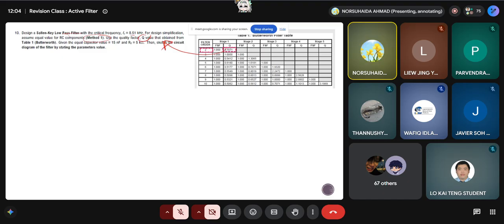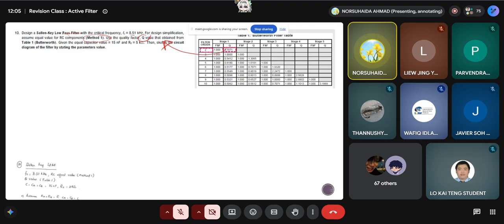Okay, 2 things here. The first one is previous question given straight away Q 0.7071. But for this case, you have to refer to the Butterworth filter table. But the outcome still the same. Only the way of you obtaining the Q value. If not given, then you have to refer to the table. If given, just use the value straight away. Right? I hope everyone will understand how to get the Q value.